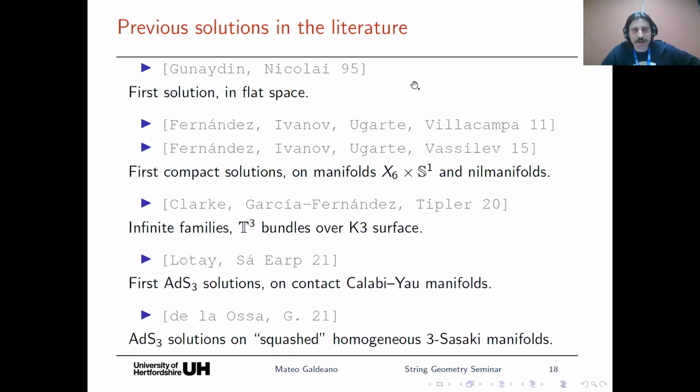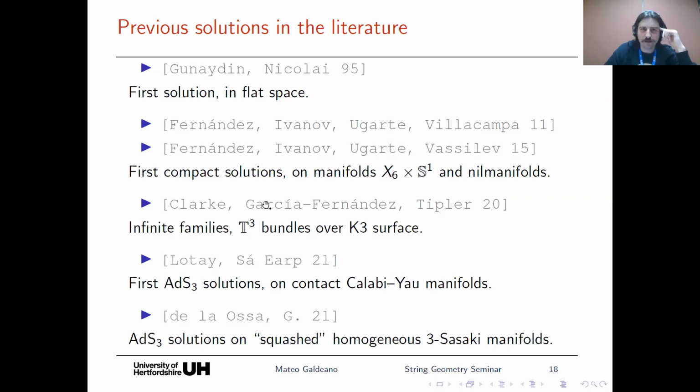So we are not the first people to do this. There are previous solutions in the literature. Here I'm just listing how they look. Some solutions were constructed in flat space, and the first compact solutions came actually much later, by Fernandez, Ivanov, Ugarte, Villacampa, and Vasilev, and they were of the form of a product, a six-dimensional manifold and a circle, some nil manifolds.